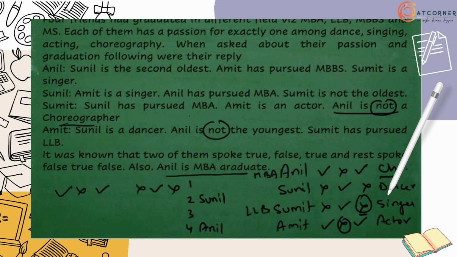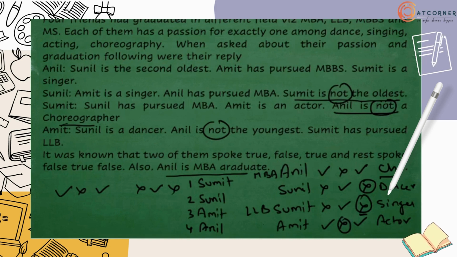Again, we have the statement that Sumit is not the oldest, a "not" statement, and that statement is false. That means Sumit will be the oldest. So we have figured out the age of each of the four persons. So the third, or the second youngest, will be Amit.